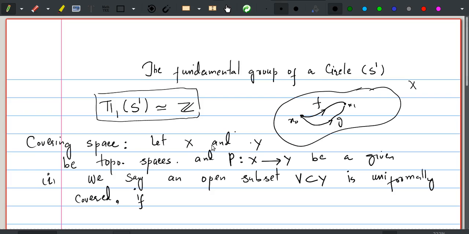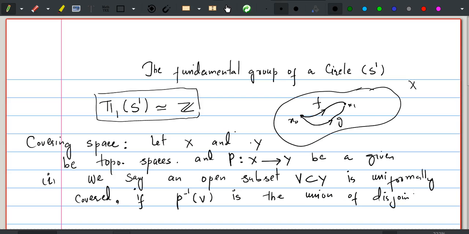So we are given two spaces X and Y and a map between them, and we say an open subset V of Y is uniformly covered if the inverse image of V under P is the union of disjoint open sets, say U_i, where i is in the index set I.